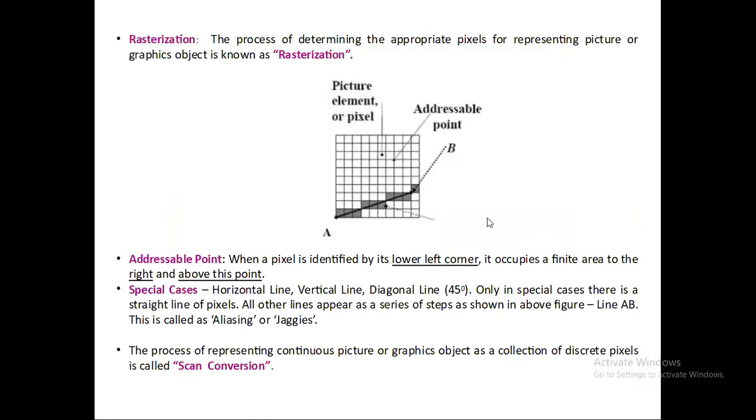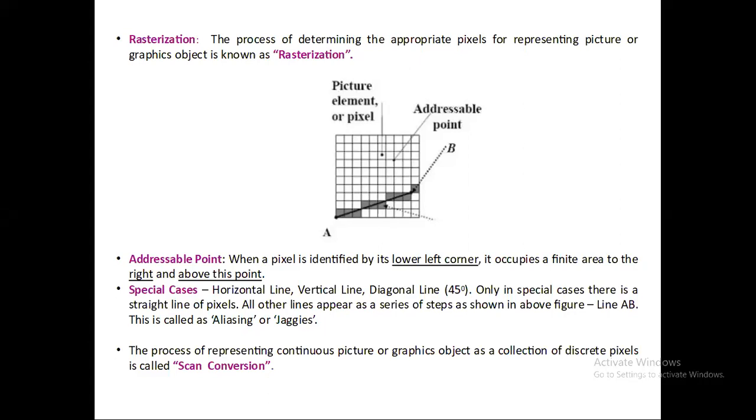Now again, the next important term is rasterization. Okay. Now rasterization means what? It is the process of determining the appropriate pixels for representing a picture or graphics object. Now we have some numerical problems in this unit, where with the help of the DDA or Bresenham's algorithm, we have to plot lines. So usually they ask a question like: rasterize the line from 0, 0 to 5, 5.